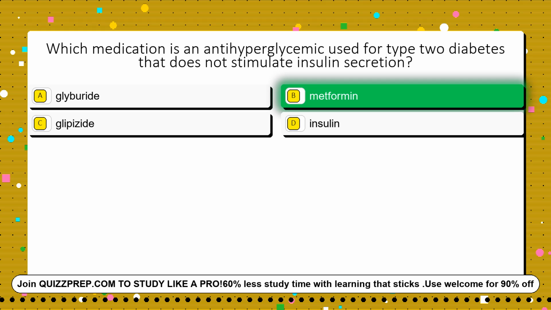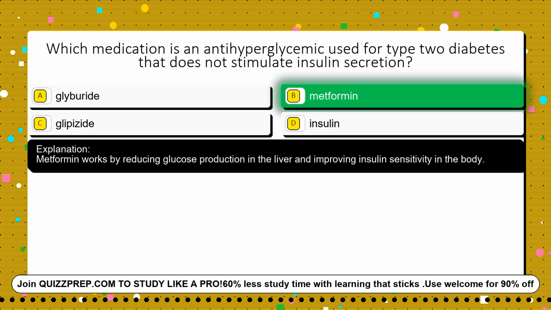The correct answer is option B, metformin. Metformin works by reducing glucose production in the liver and improving insulin sensitivity in the body.